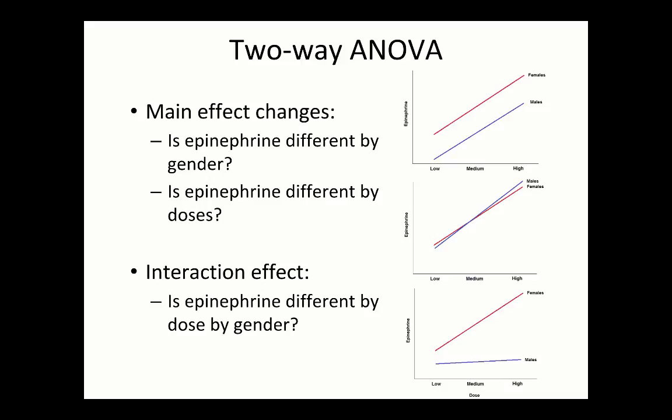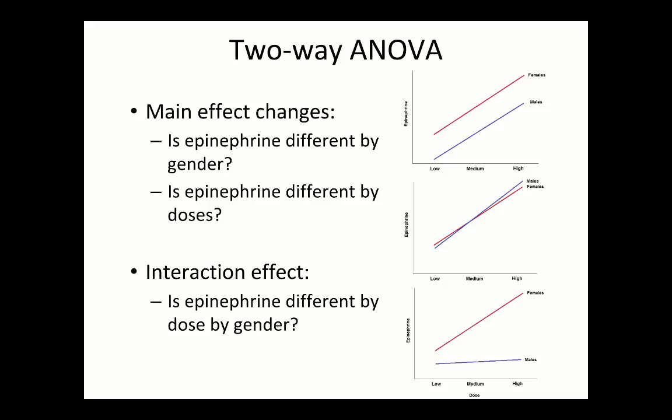Finally, the bottom graph shows 2 main effects, where there are differences between the genders. Males have higher levels and females have higher levels than males, and differences between the doses. Higher doses result in higher epinephrine levels, and an interaction effect, where females have a greater response with higher doses than males do at higher doses.